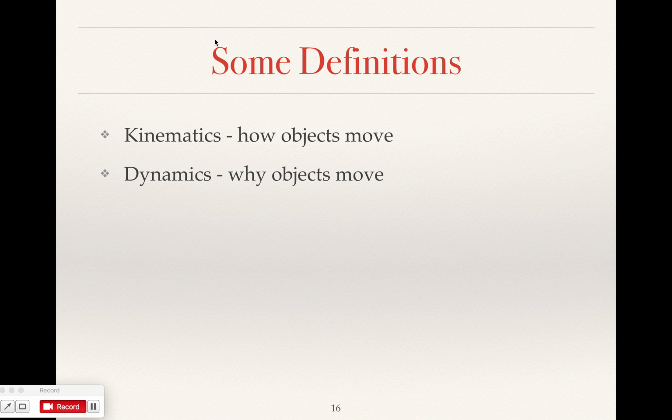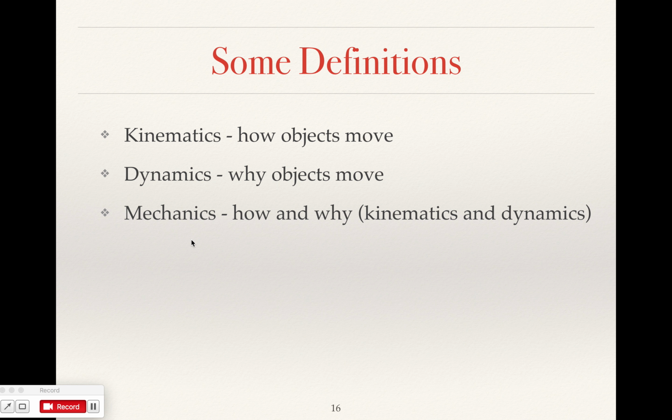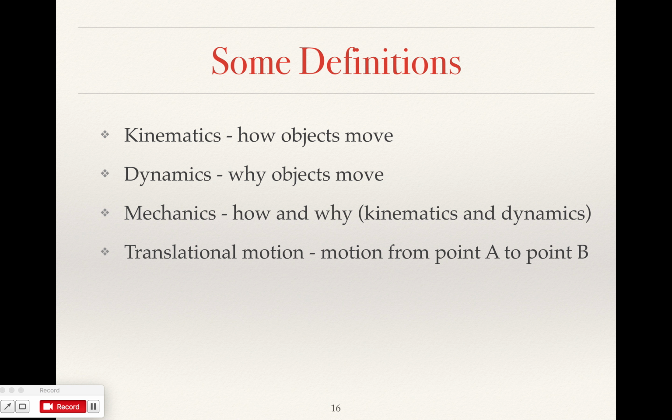Now, kinematics is all about the how, but dynamics is all about the why. So why do objects move? Why are they accelerating? Why are they speeding up? Why are they slowing down? Why are they changing direction? You put those two together and you have mechanics. So mechanics is both the how and the why, kinematics together with dynamics, and we'll actually get to that in chapter 5, and we're going to be looking at Newtonian mechanics, which is the mechanics that originally Isaac Newton came up with.